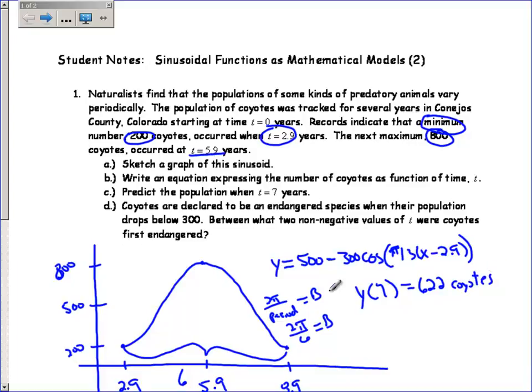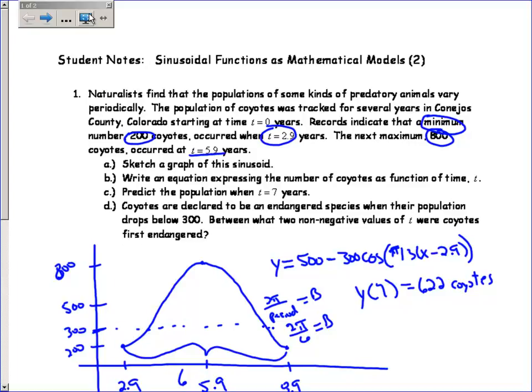Alright, this next question says that coyotes are declared to be endangered anytime their population drops below 300. So the danger zone here is below this line, 300. You can probably tell why I had the graph of y equals 300 graphed earlier if you saw my calculator. So between what two non-negative values of t were coyotes first endangered? So I gotta find that from my graph, and I don't know because I didn't look there. I don't know if this is where this graph came up here. I need to finish that. I'm gonna get that all on my calculator.